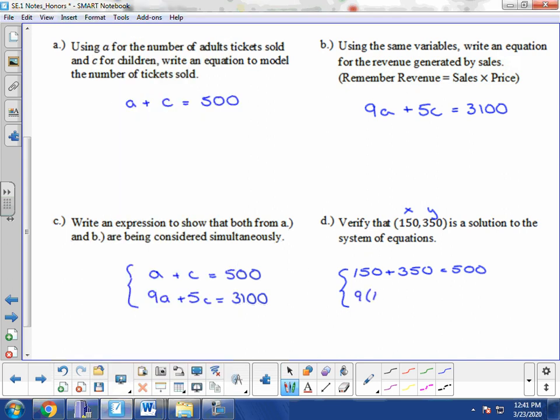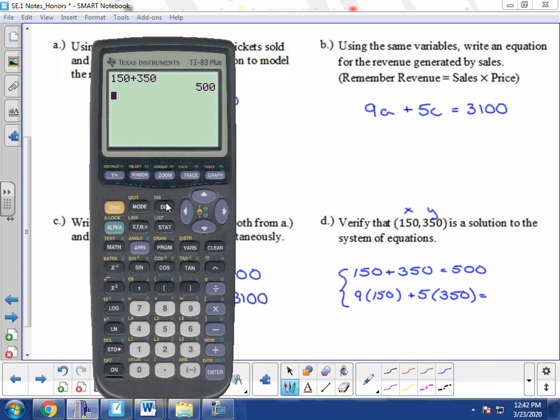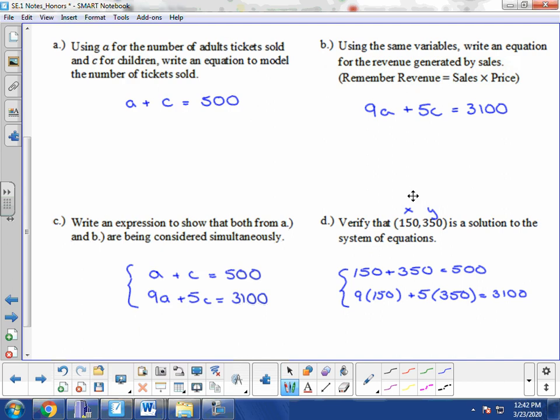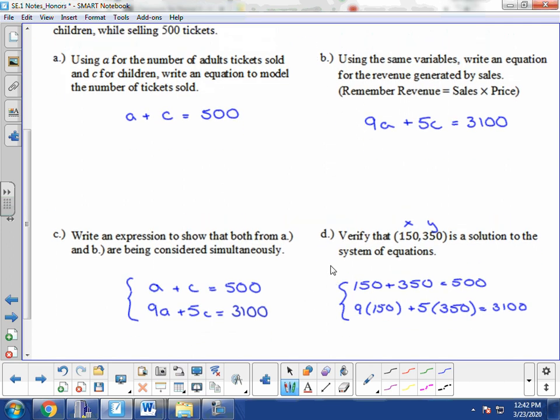So 9 times 150 plus 5 times 350, which we can also type into the calculator. So 9 times 150 plus 5 times 350. And there we do have that this is 3100. So we can verify that this point, 150, 350, is the solution to the system of equations, because when substituting in the x and the y values for their specific points, it comes out as being equal.